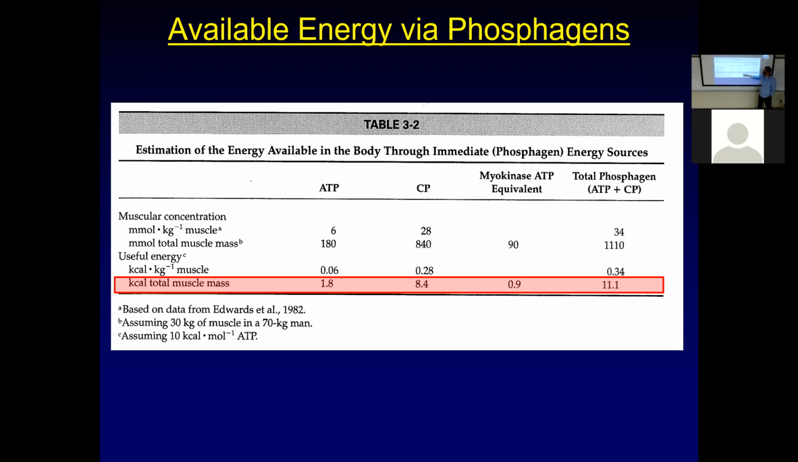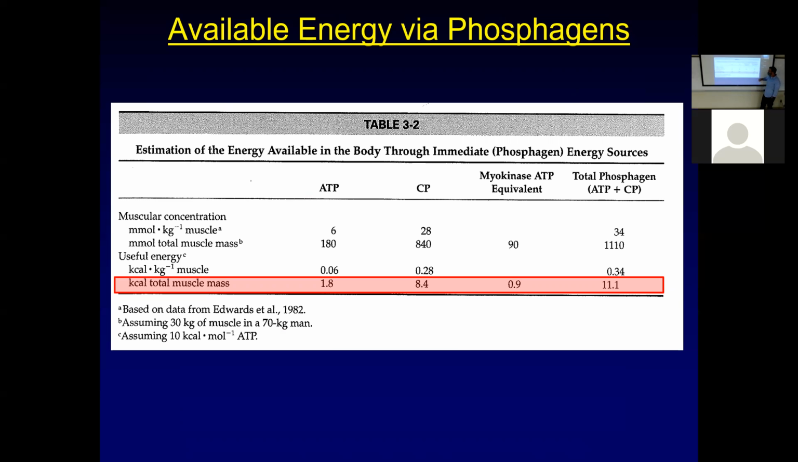So what I like to say is that if you look at this, you've got somewhere between 4 and 5 times the capacity to make ATP out of creatine phosphate than you do from free ATP, right? And if I turn all of this into ADP, then this gets cut in half. That gets me my myokinase equivalent there.